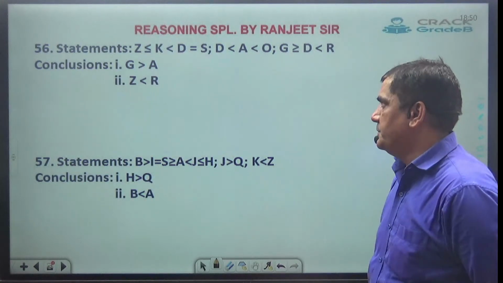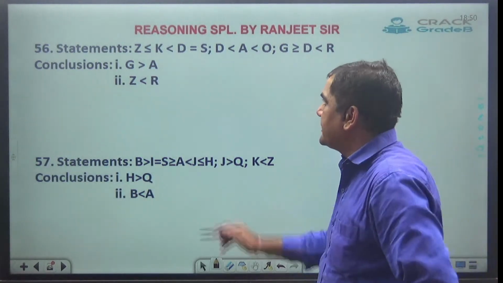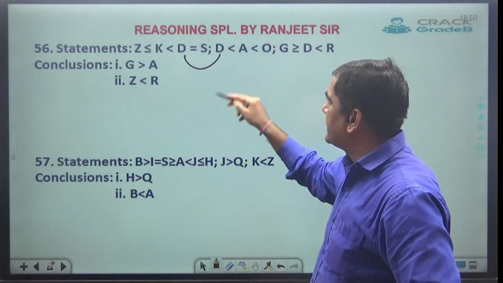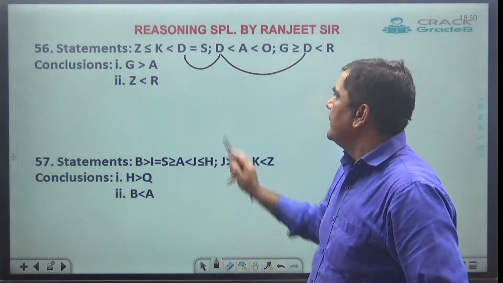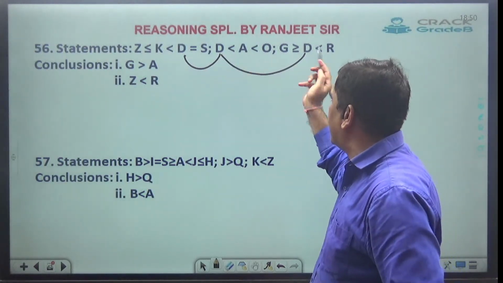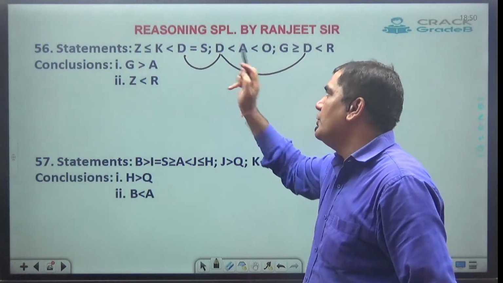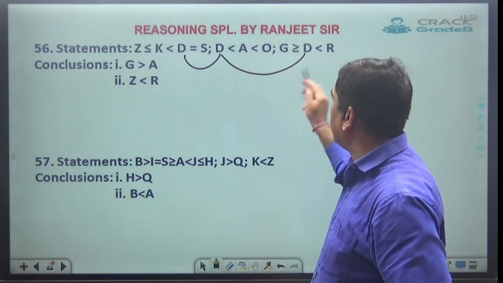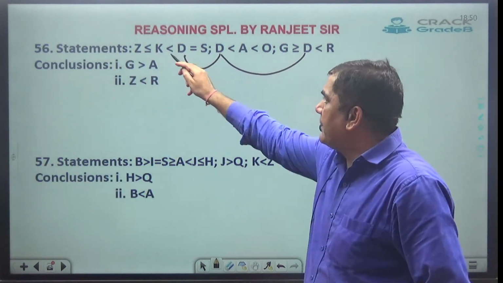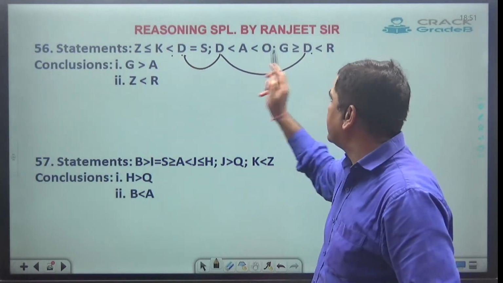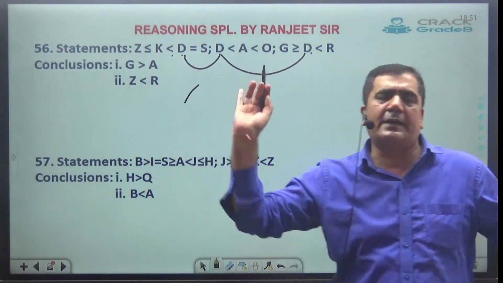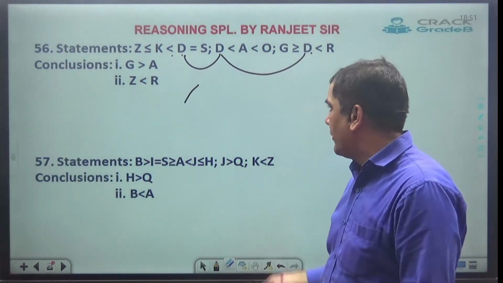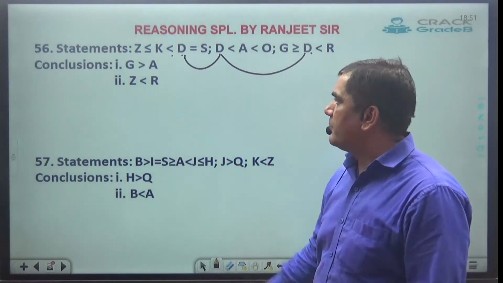Okay, just see. First and second, what is common? D. Second and third, what is common? Nothing is common, but D is common everywhere. Can I combine these? No, sir, you can't combine because D comes in the middle in all of them. So I can't combine. If I'm not able to combine, then what's the point of thinking about it? Let's not combine. Let's start with conclusion number 1.